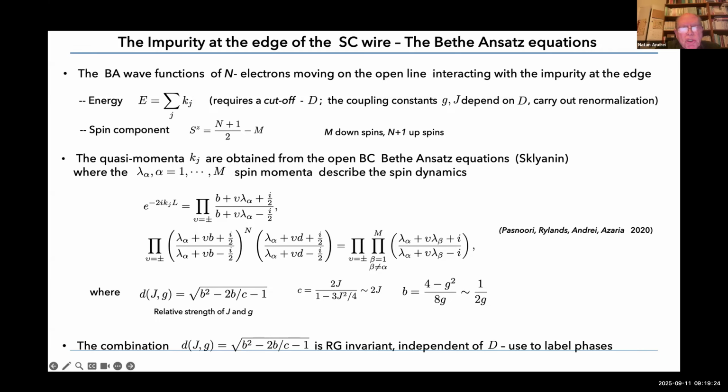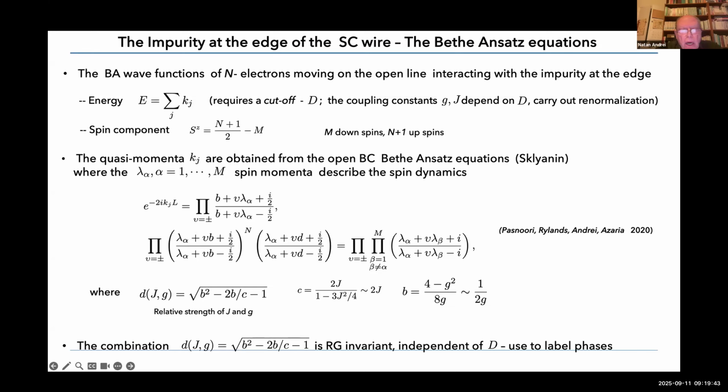The momenta kj are obtained from the open Bethe ansatz Sklyanin equations. And here is the structure of the Bethe ansatz equation. The momenta are given by the product of these factors.